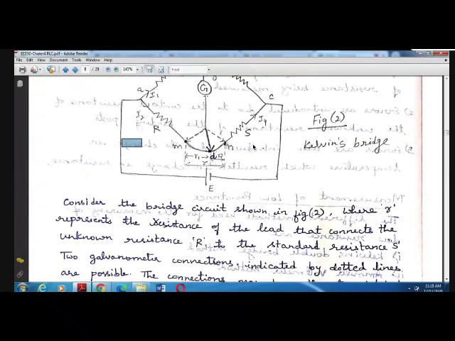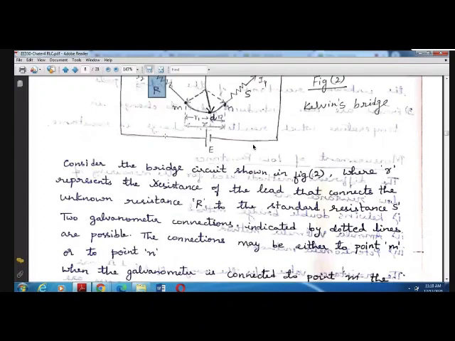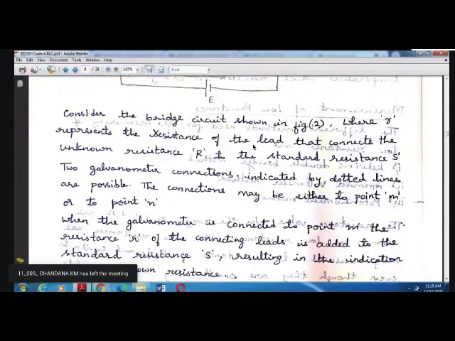So when the galvanometer connection is made, we mark two points here, M and N. If M is connected, the extra lead resistance, the contact resistance value that we have added, will be added along with the standard resistance S. If the galvanometer connection is made to the point N marked here, whatever lead resistance value we have considered will be added along with the unknown resistance R. So in this way, the bridge construction is made in case of Kelvin's bridge. Are you getting it?